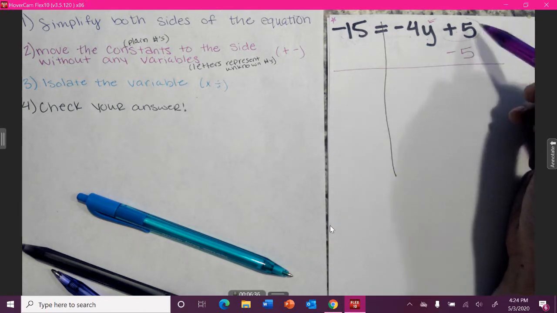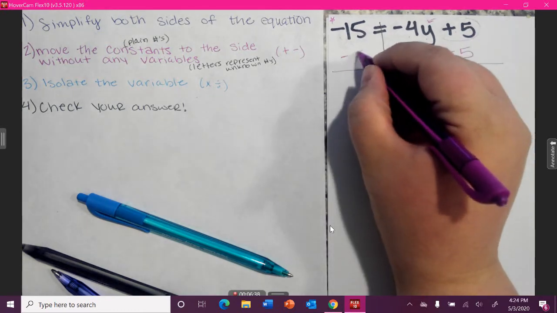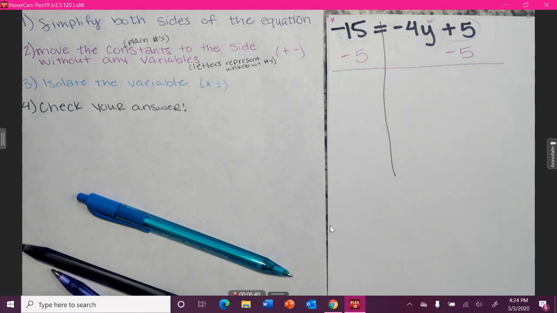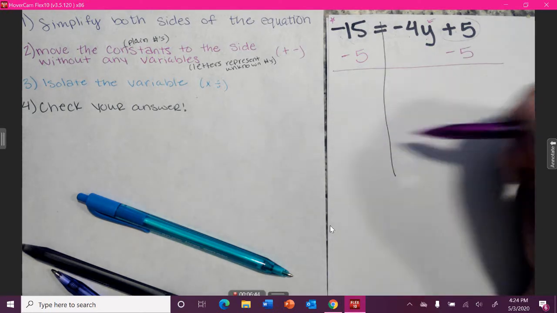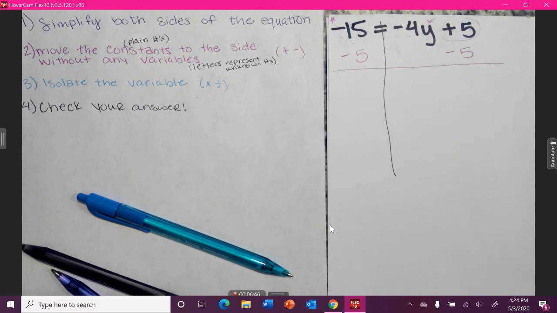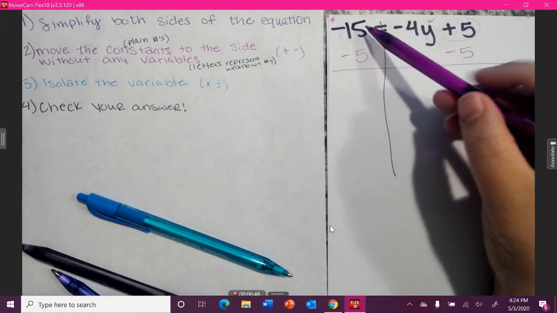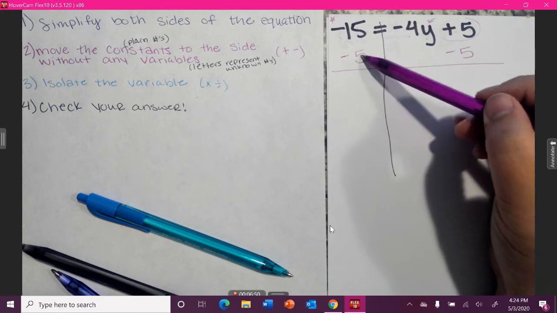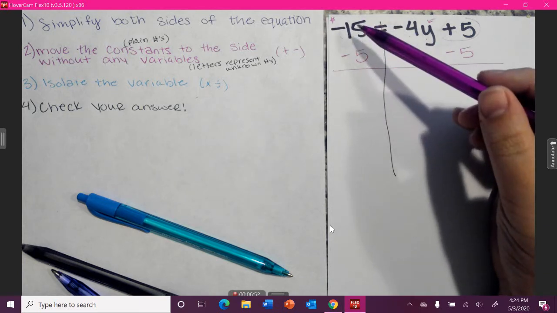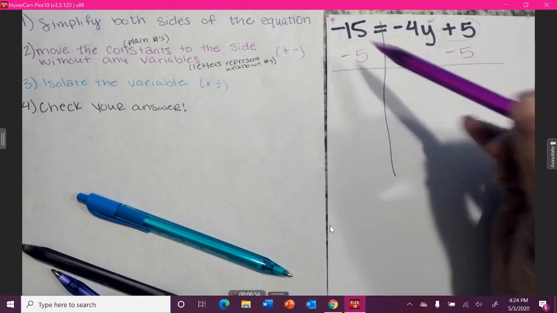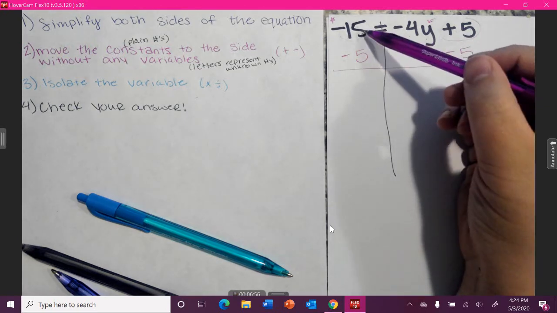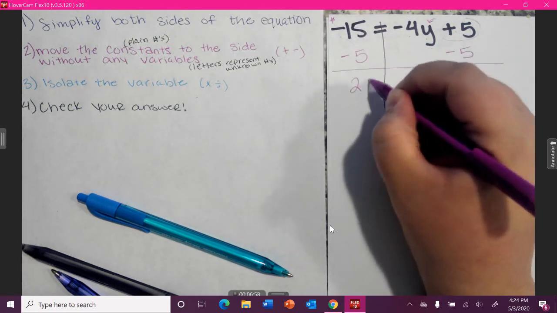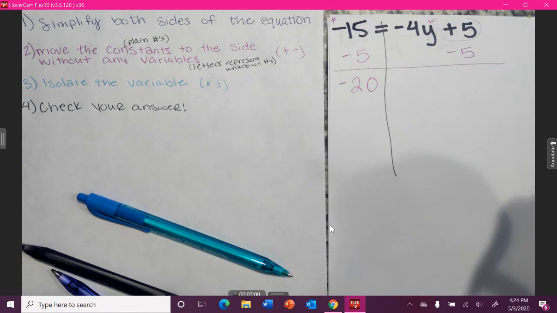If I subtract 5 on the right side, I also have to do that on the left side. Take a minute and think about what we would be left with on each side of the equation. On the left side, negative 15 minus 5. I'm combining those two terms. They're both negative, so I'll really add them. 15 and 5 is 20, and keep the negative sign.